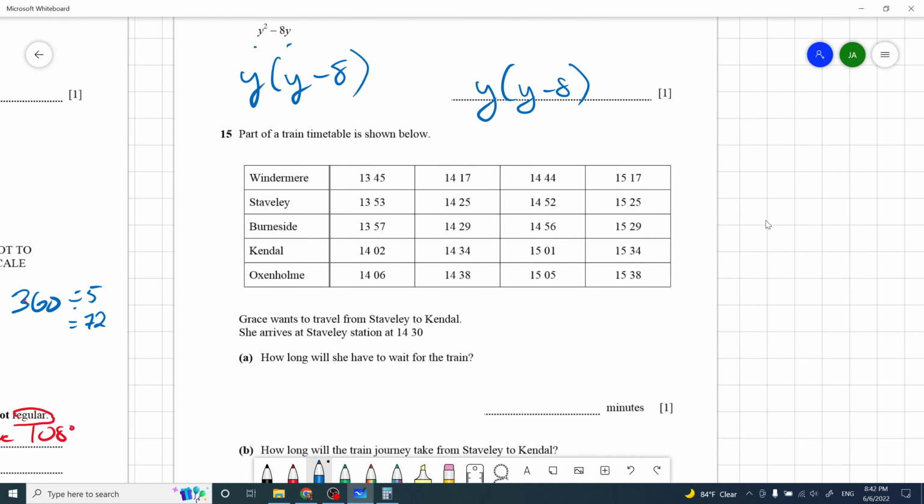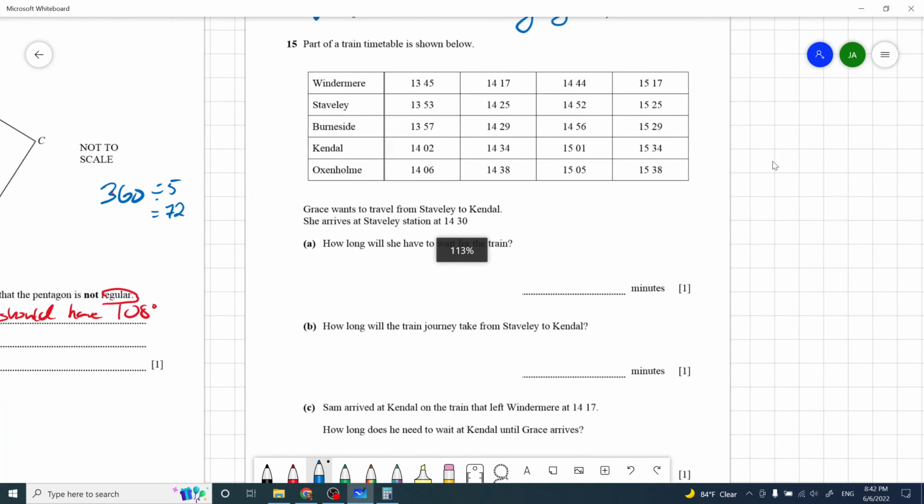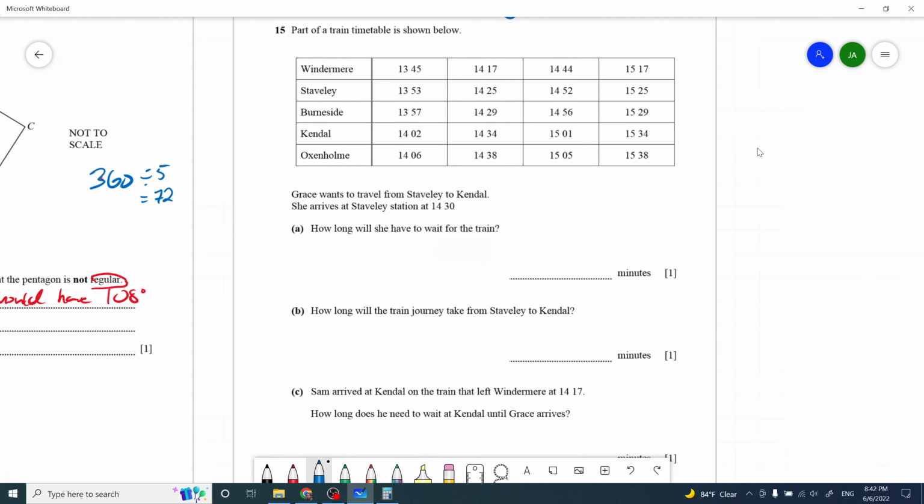Next we have a train timetable shown below. I'm going to zoom out so we have all the questions showing.